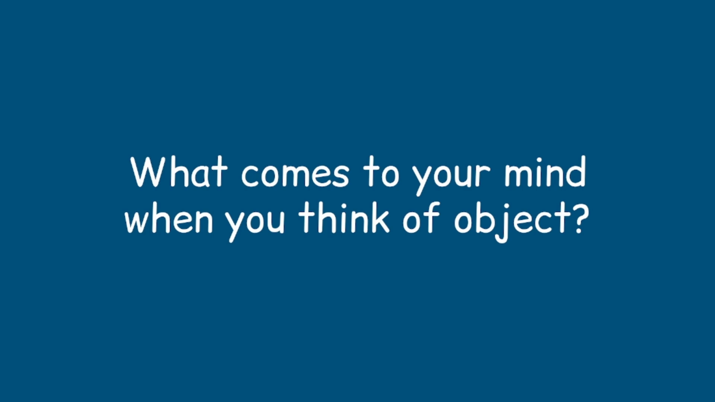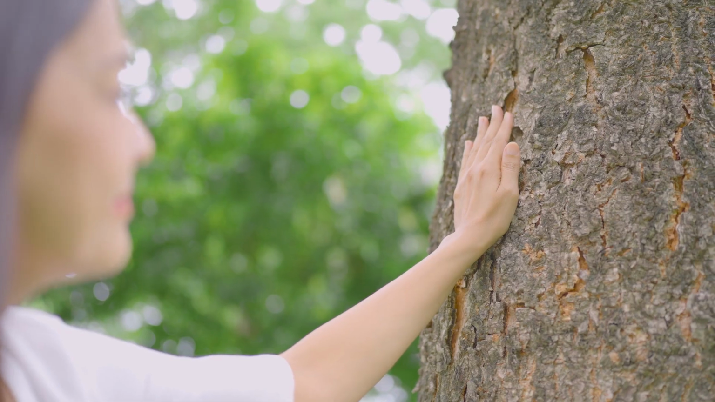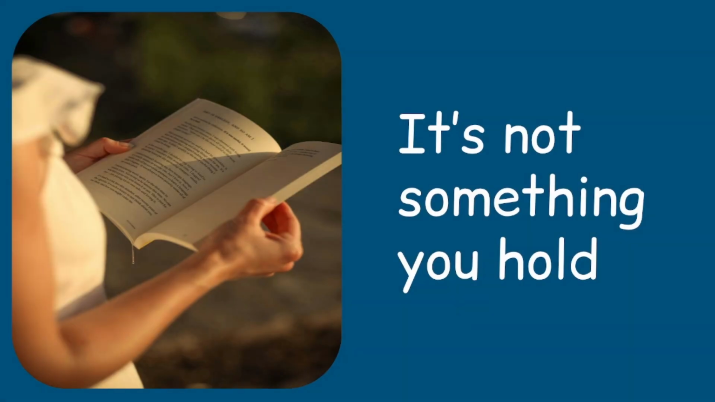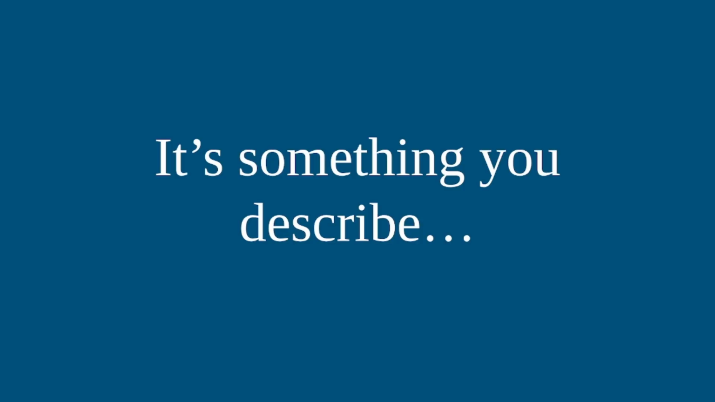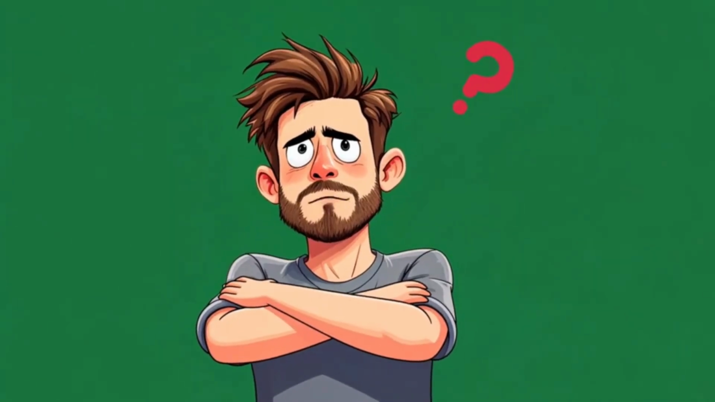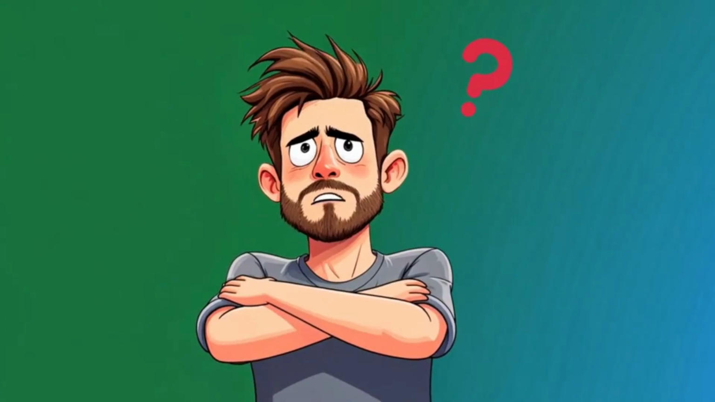What comes to your mind when you think of an object? A chair? A phone? Something you can actually touch? And that makes sense because in real life, objects are physical things. But in JavaScript, an object isn't something you hold, it's something you describe. And that's where a lot of people get confused because JavaScript uses the word object, but it doesn't mean it the way we usually do.